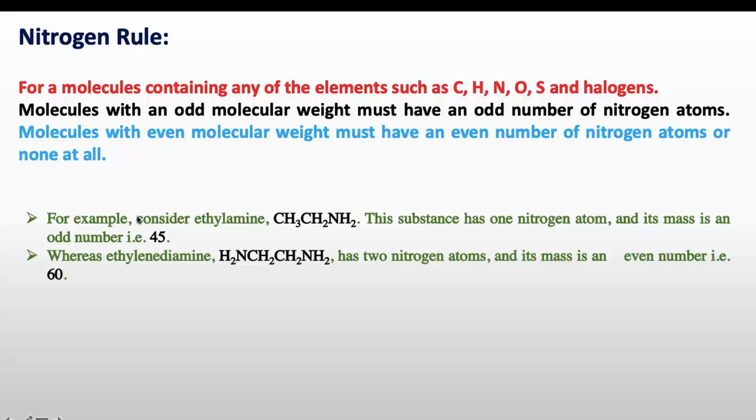Let's take an example. Consider ethylamine, which is CH3CH2NH2. This substance has one nitrogen atom and its mass is an odd number, that is 45. Whereas ethylenediamine has two nitrogen atoms and its mass is an even number. So this nitrogen rule helps us to find the molecular weight of nitrogen-containing compounds.